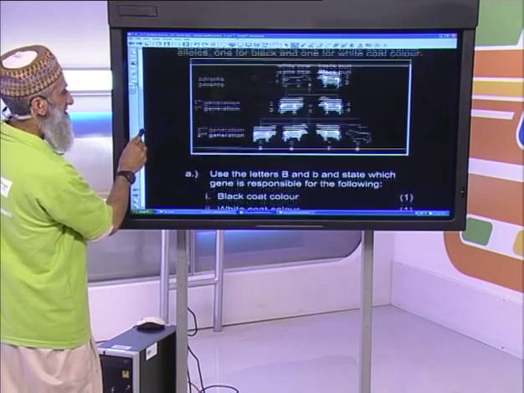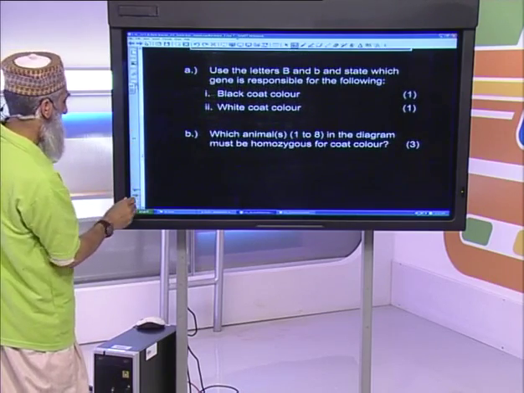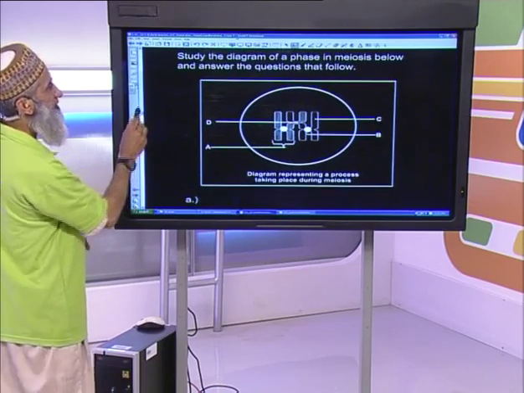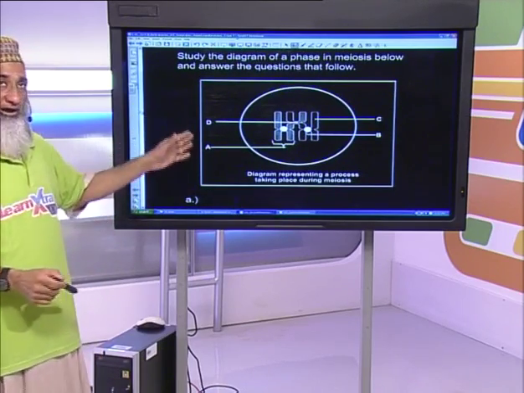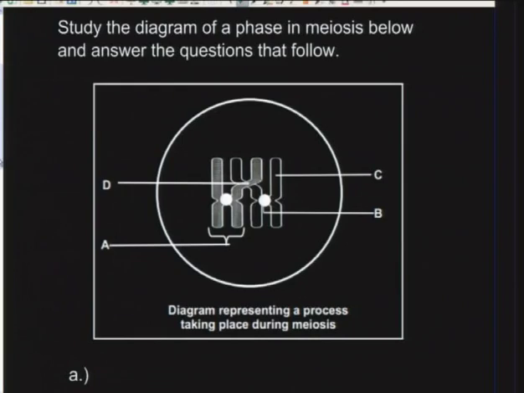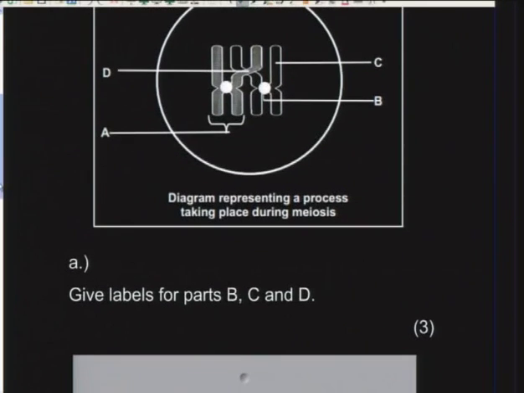Okay, I was going to do this question, but I'm going to skip this one now for genetics because we've done quite a bit. Otherwise, we won't get to the others. Let's go to meiosis. I'm going to do one of the two that I have here and the essay. Study a diagram of a phase in meiosis below and answer the questions that follow. So they're giving you a diagram.